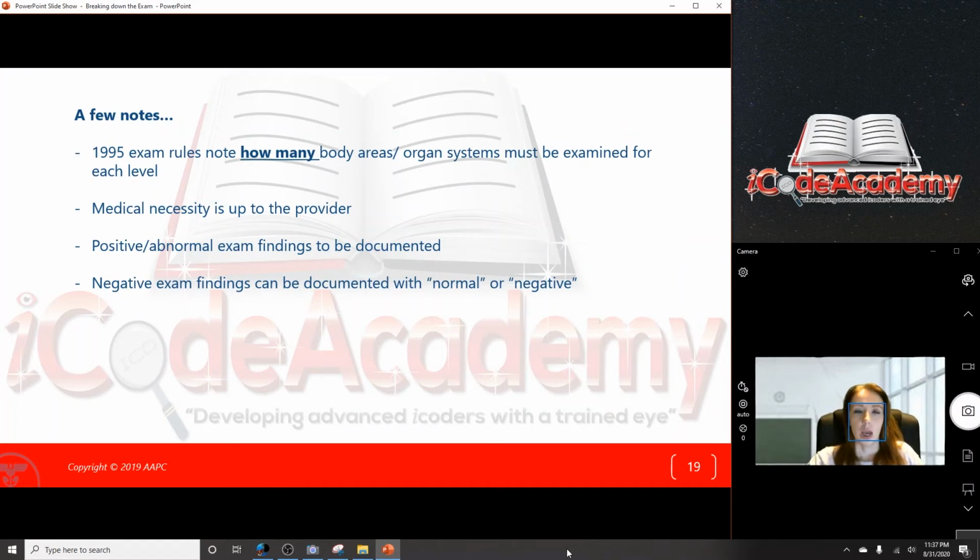All right. Again, a few notes when we're talking about 95. As a reminder, the 95 justifies and allows body areas and organ systems. The medical necessity piece is always up to the provider. So what I mean by medical necessity is what is needed, what is required. As far as how much exam they do, that's up to them depending on what they see fit. It is instructed that they are documenting positive or abnormal findings within the documentation. And if there's negative or normal findings, they can go ahead and use that term negative and normal.